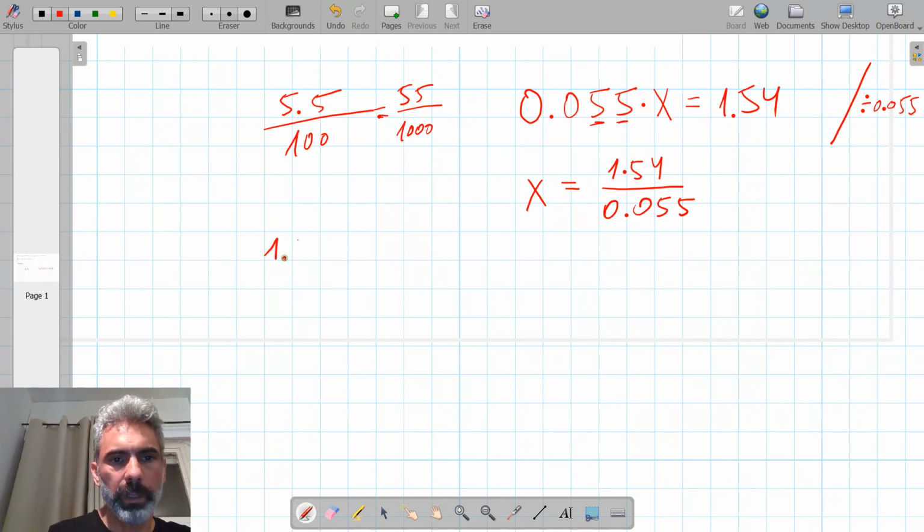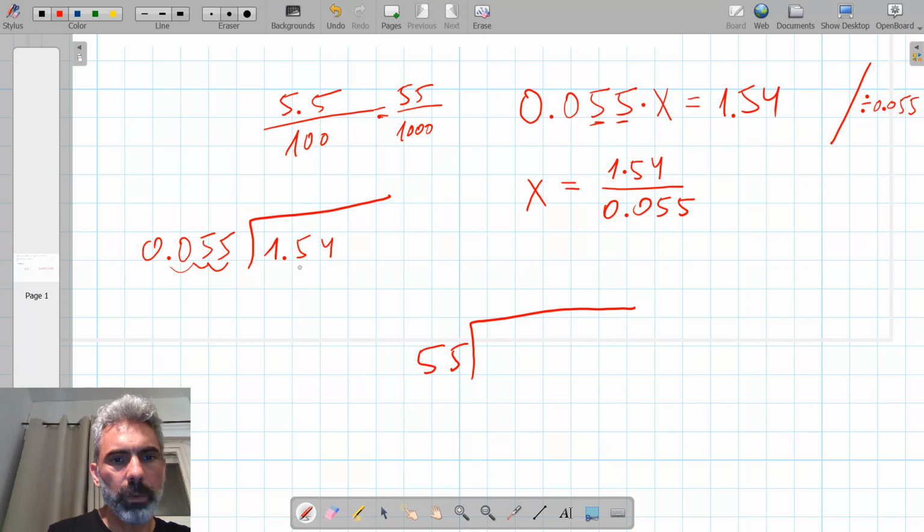So when I divide 1.54 divided by 0.055, I need a divisor which is a whole number, so I shift the decimal point here 1, 2, 3 places to the right, so I get 55, and here 1, 2, 3 places to the right, I get 1,540. So 1,540 divided by 55 is the same thing as 1.54 divided by 0.055.